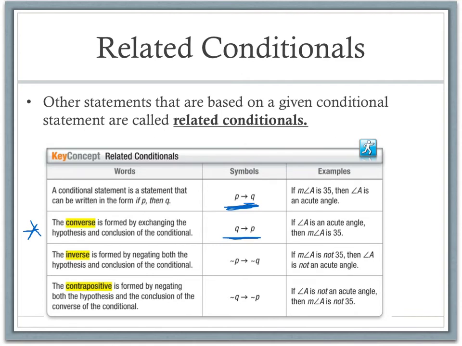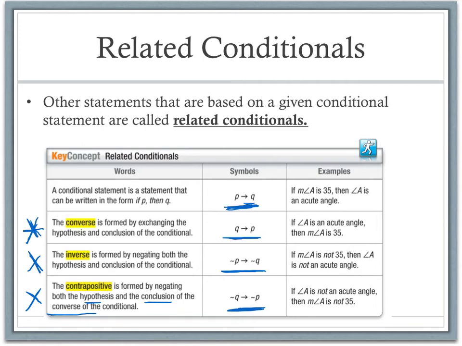We have the inverse, and the inverse is found by negating both the hypothesis and the conclusion of the conditional statement. So if not P implies not Q. And then the contrapositive is formed by negating both the hypothesis and the conclusion of the converse of the conditional. So if not Q, then not P.